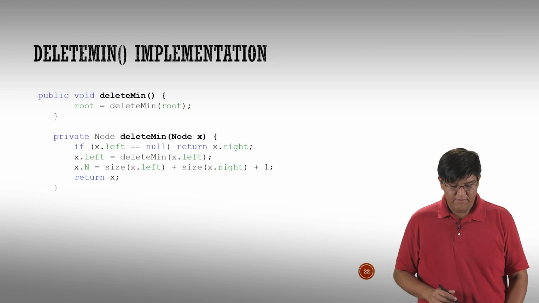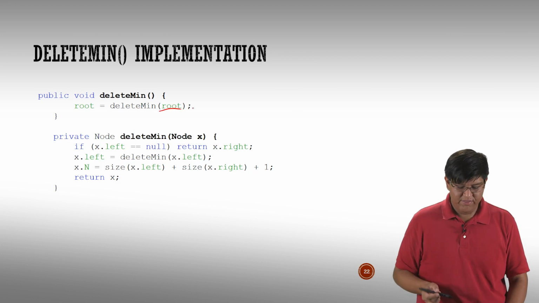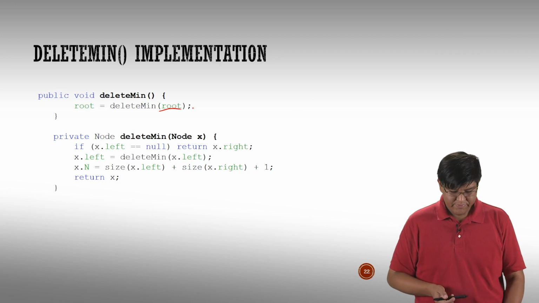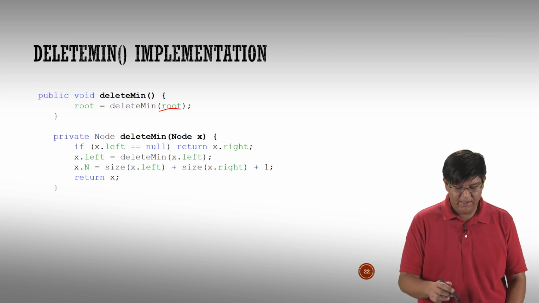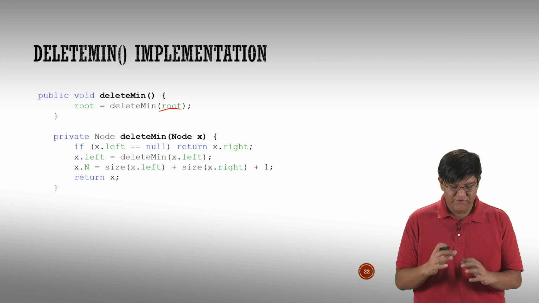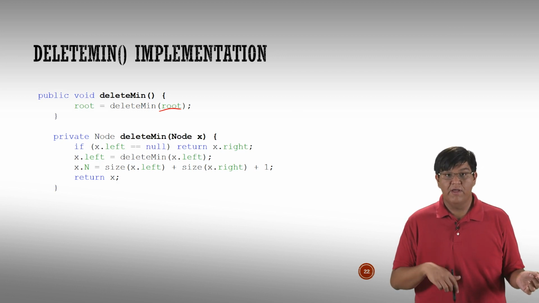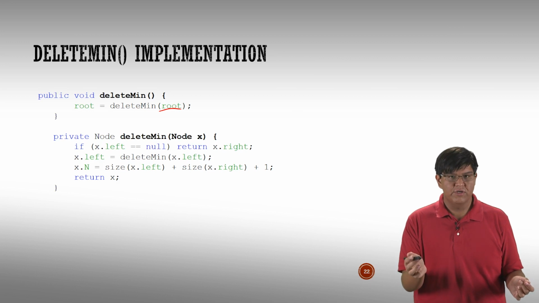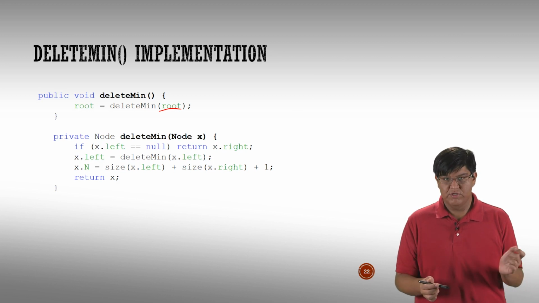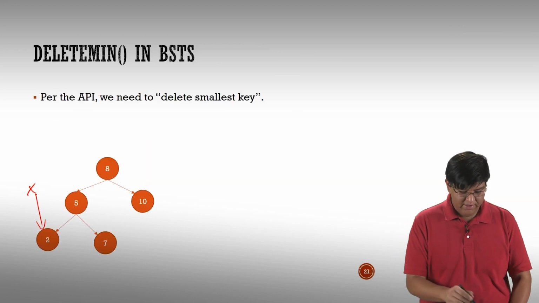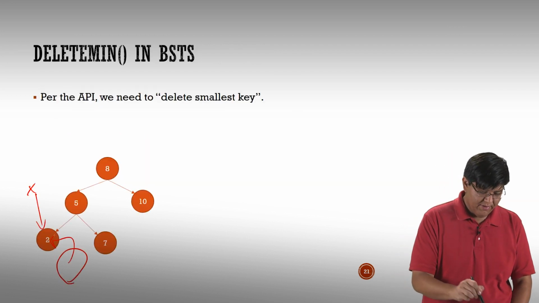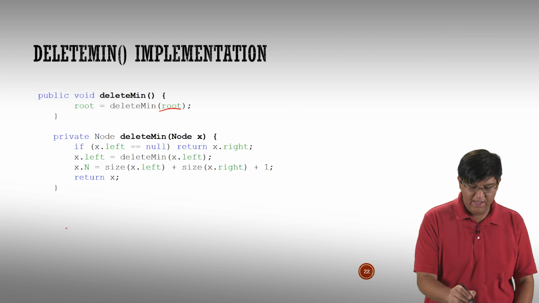Taking a look at the source code here, again we have our methods: our main one, then our helper, and then our recursive one. Again, the helper starts the recursive one at the root. Let's look at the code. Let's say I do a delete min on this tree rooted at x. If x's left is null, that implies x is the minimum. This is what we did in the min function. That means we just return x dot right. So whatever's on the right side of 2 gets moved up into that position. That's what this line here is doing.